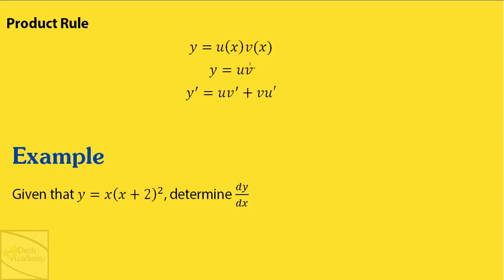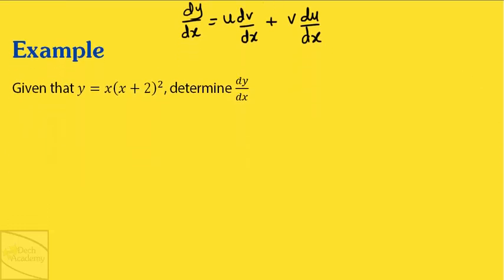u is the first function, v is the second function, and dy/dx is equal to u times dv/dx. It means the first function times the derivative of the second function with respect to x, plus the second function v times the derivative of the first function with respect to x. So that's the product rule. Easy to use. I'll quickly go through an example here.